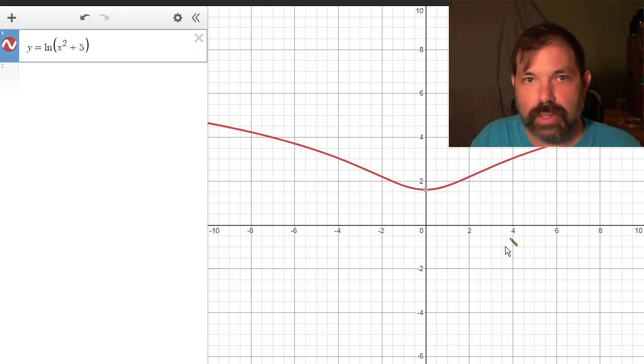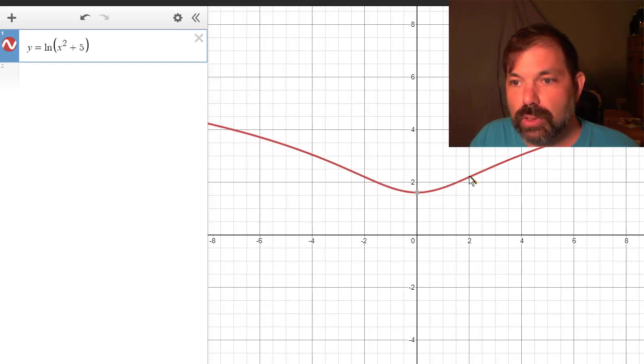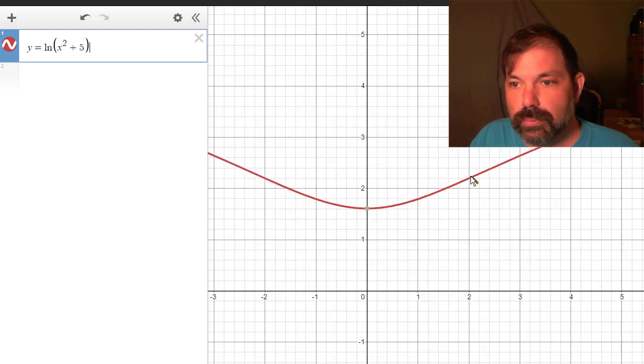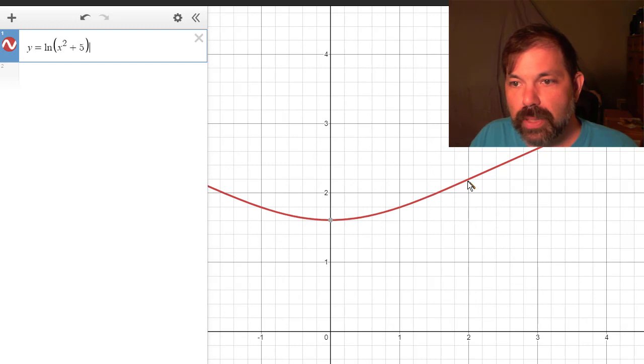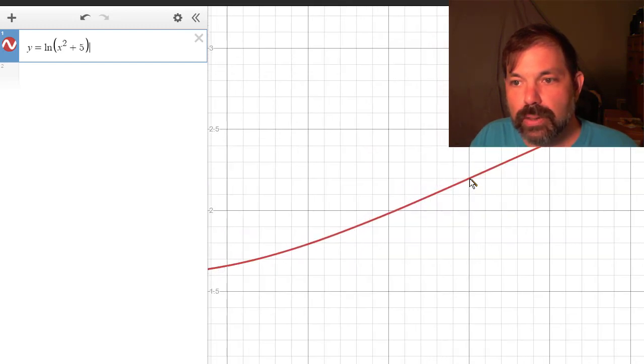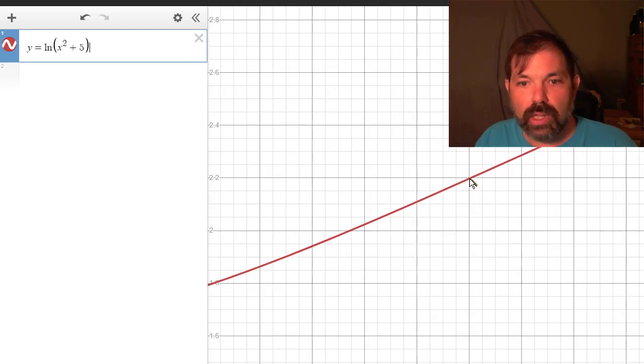So there's the graph of this function, and what I'm going to do is zoom in near x equals 2. And notice what's happening as I zoom in. It appears to almost be flat near x equals 2. And in fact, after zooming in a while, notice this looks pretty much like a line.